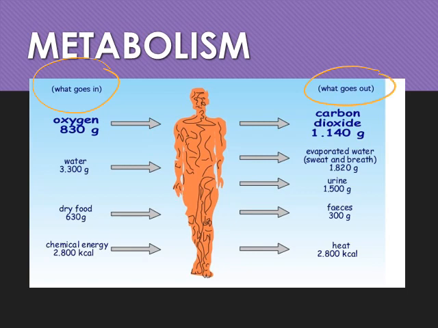So we know we have to take oxygen in, right? We've been learning that. We know that we have to take in water, food, and some chemical energy comes into us. And we then expend that energy, and we create carbon dioxide that leaves through our lungs. Some water comes out through our breath and through our sweat. Urine, we'll talk more about that in a minute. Feces is solid waste, and then heat is given off.